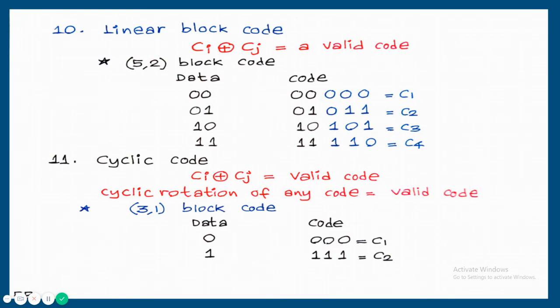Because all cyclic codes are linear block codes, but all linear block codes are not cyclic codes. This is a linear block code, but it's not a cyclic code, because when you apply the cyclic rotation, the new code words we are getting are not valid code words. That is why it is not a cyclic code, but it's a linear block code.